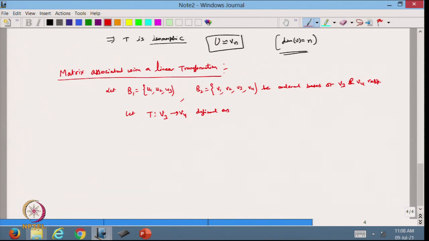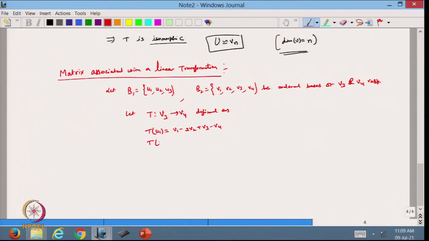So, we are defining the linear transformation, and let the linear transformation be given as T of U1, because I know that the transformation is well defined if it is given on the basis, and that is uniquely determined. So, T of U1 is basically V1 minus 2 V2 plus V3 minus V4.